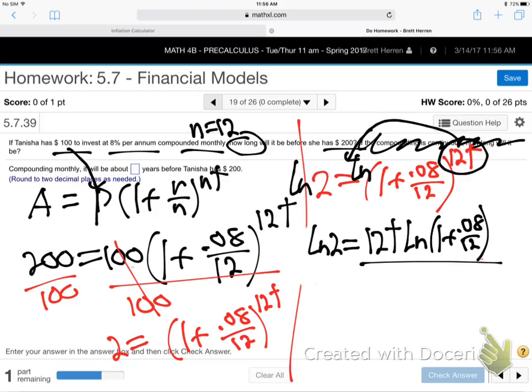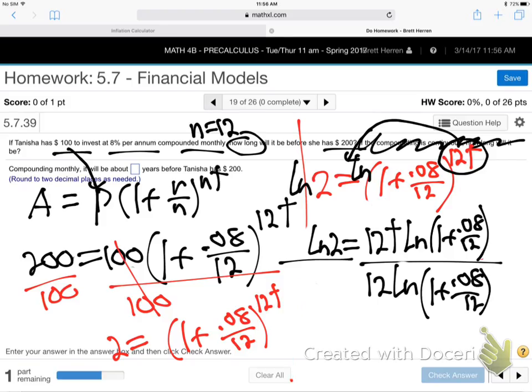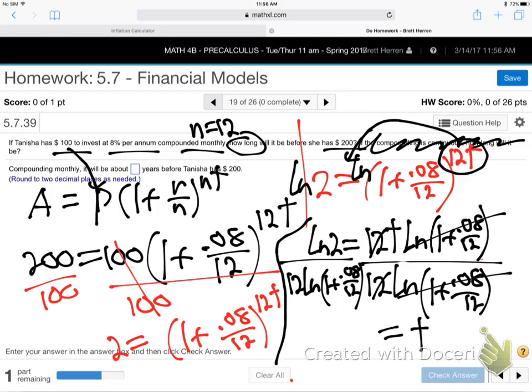All right, so now we can solve for that t. Just divide. Now that the t is out of power and it's just on the base level, no big deal. Just divide by the 12 and the ln of 1 plus 0.08 over 12 on both sides. Kind of running out of room here. Divide by the 12 and the ln of 1 plus 0.08 over 12 on both sides, boom, boom, boom, boom. That puts t alone.